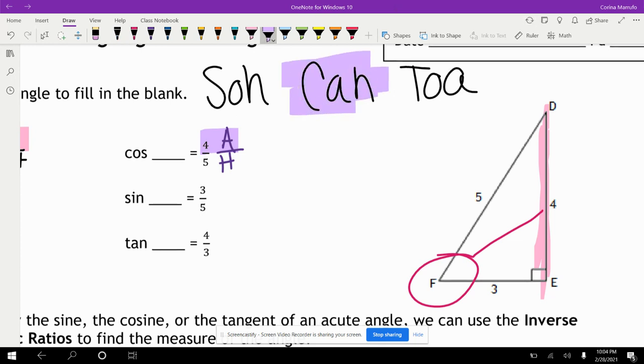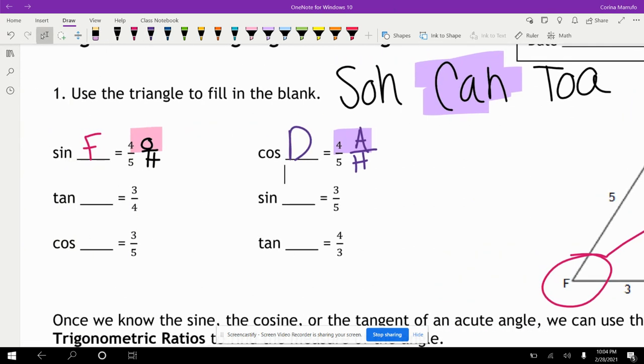So if I look for 4, here is 4. And my adjacent side, I have two options. Here's angle D and here's angle E. Both of them touch 4. That's what makes it adjacent. But in this case, E is my right angle, so that's not what I'm talking about. I'm talking about angle D.